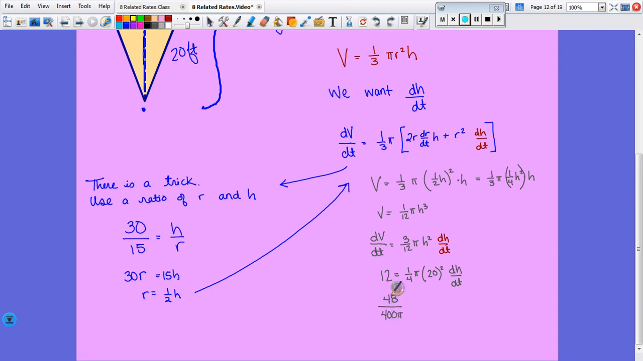So we've got 12 divided by 1/4, so multiplied by 4, 48 divided by 400 pi equals dH/dt. If you simplify, divide both the numerator and denominator by 16, we're going to get 3 over 25 pi, which equals 0.0382. Remember, at least 3 decimal places, and then the unit is feet per minute. That's the rate of change of the depth of this cone.